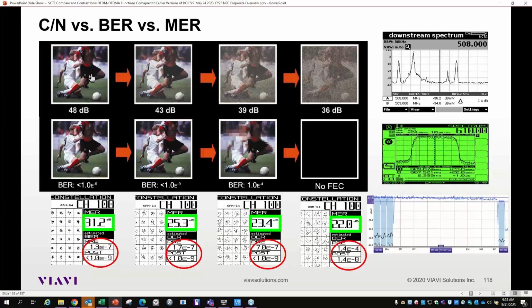So everything that we've learned from an analog world to a digital world to an OFDM downstream carrier are very similar in concept. It's just the modulation is much different, and the correction for these technologies is completely different in order to correct for these types of problems that have been adopted over the years.